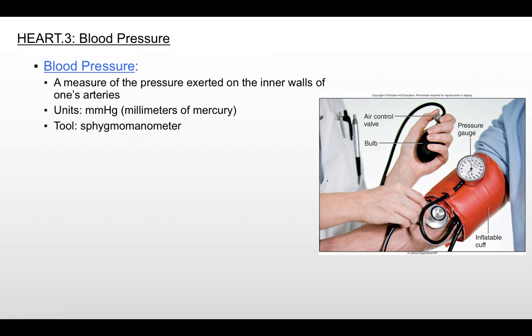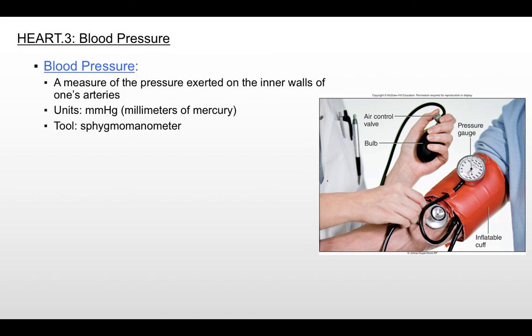So when we say blood pressure, what we're measuring is how much force is being exerted on the inner walls of your arteries. So we're not looking at capillaries or veins or venules, we're looking at arteries. And the units that we use are a unit of pressure called millimeters of mercury. From chemistry, you might remember units like torrs and atmospheres, but blood pressure utilizes mmHg.